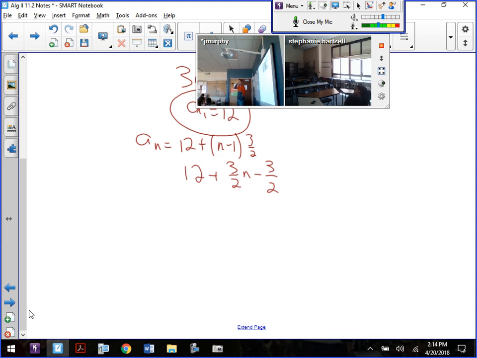When I want us to take 12 subtract 3 halves, I should probably write 12 in terms of halves. So 12 in terms of halves would be 24 halves. So what's 24 halves subtract 3 halves? 21 halves. So your answer would be 3 halves n plus 21 halves.